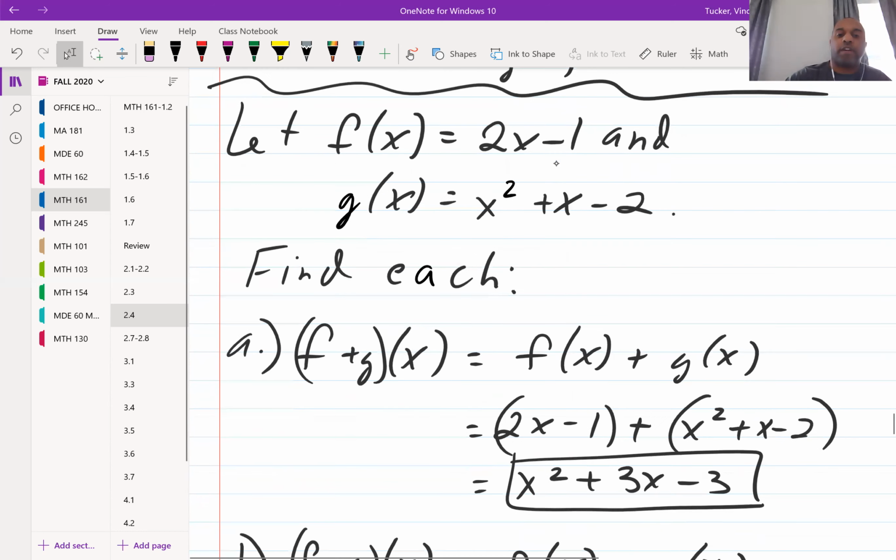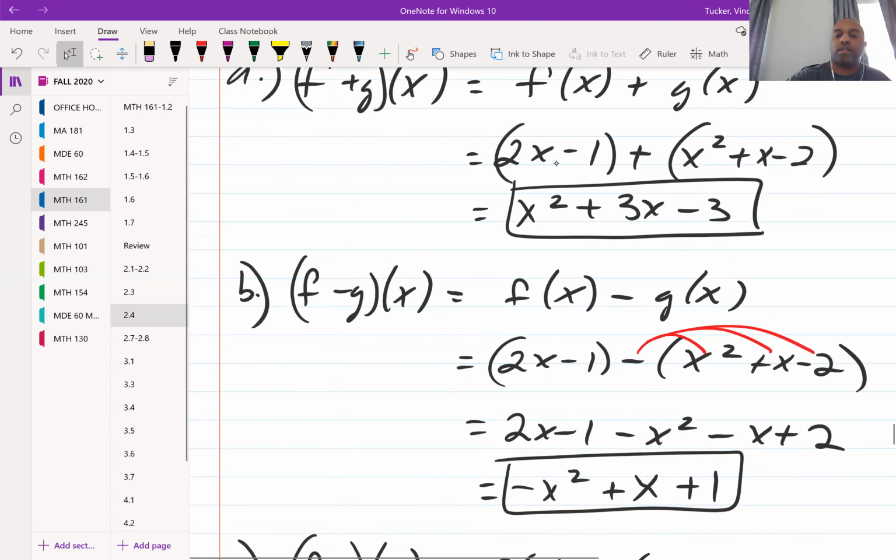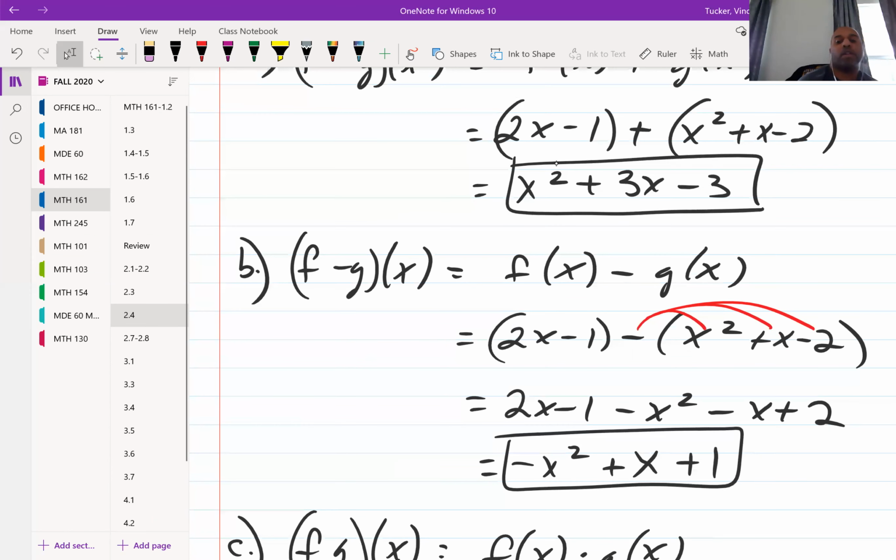All right, next one, f minus g of x. Subtract your functions. Don't forget to distribute the negative to each term that follows. And then combine your like terms. So that'll be negative x squared. 2x minus x is x. And then negative 1 plus 2 is positive 1.